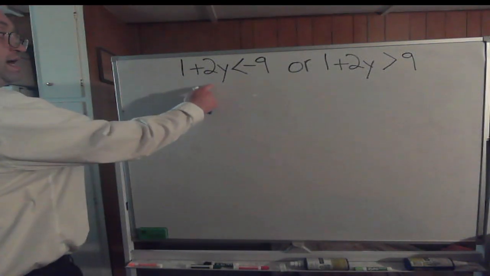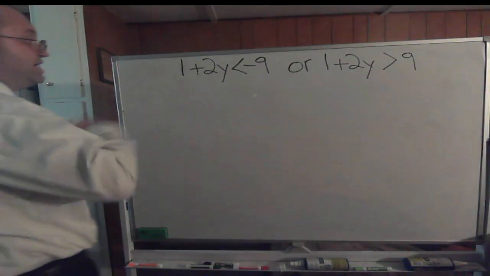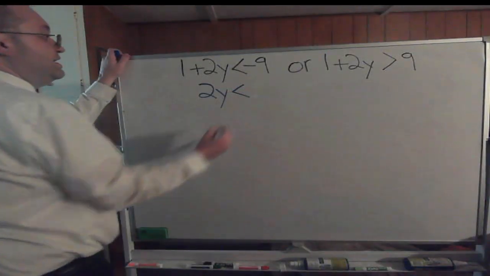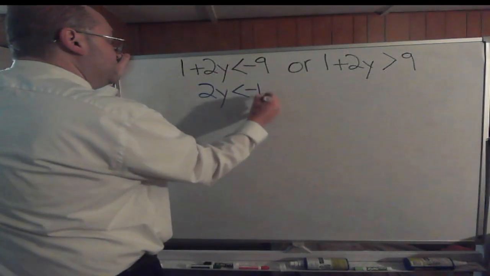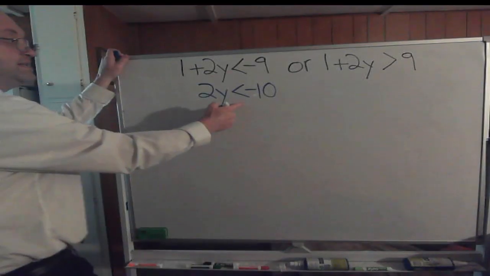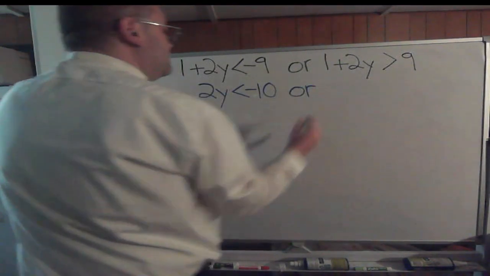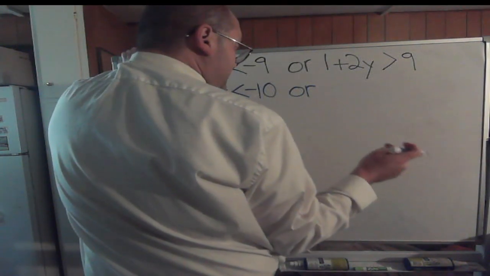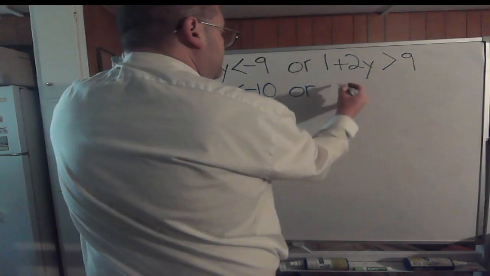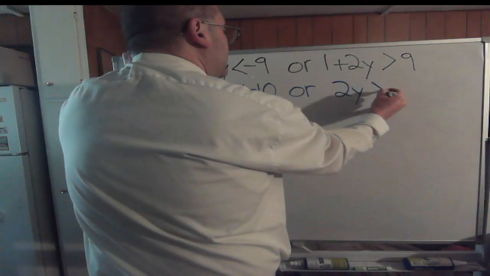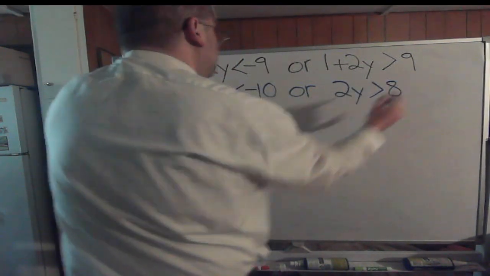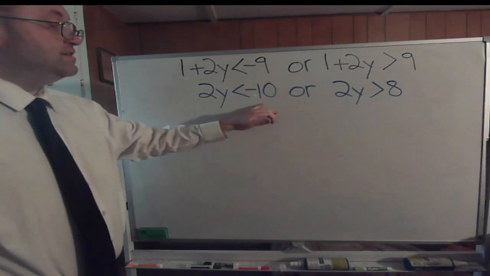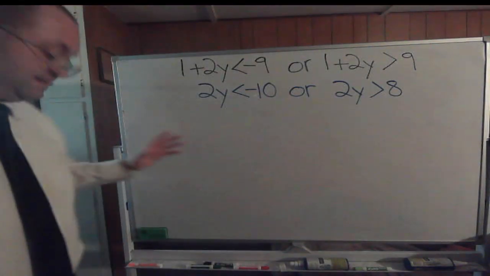We want to get 2y by itself, so you subtract 1 from both sides. You'll get 2y is less than negative 9 minus 1, which turns into negative 10. Then move on to your other one. Again, you subtract 1 from both sides. You'll get 2y greater than 9 minus 1, which is 8. So now you are down to 2y is less than negative 10, or 2y is greater than 8.